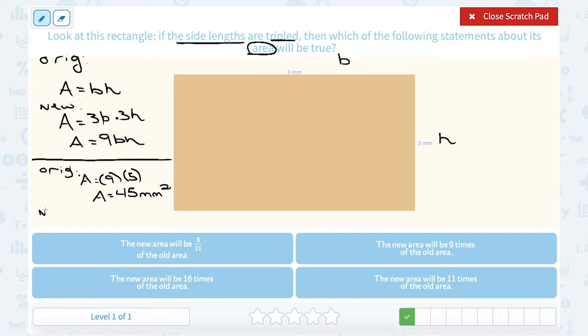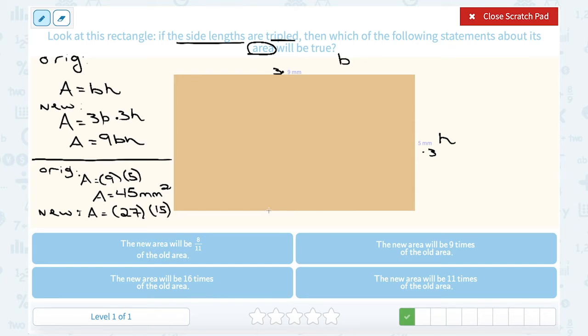Okay, well, let's see what would happen when we did the new area. Well, we're tripling the side lengths. Tripling means multiply by 3. So the one that was 9 times 3, that's going to give us a base of 27. And then if we also triple the height, well, 5 times 3, that's going to give me a new height of 15.